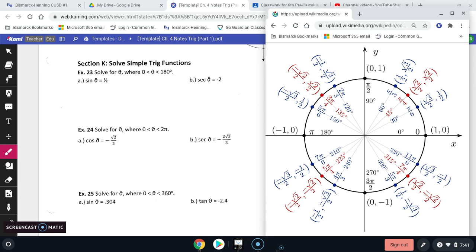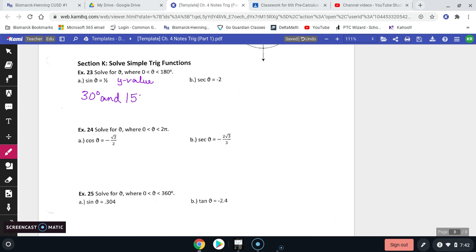Okay, so we want to know what angle measure is the sine 1/2. So sine is your y value of your coordinate. So look in quadrants 1 and 2, and you are looking for a y value of 1/2. Okay, so the first one I see is at 30 degrees. And you have a second angle in the second quadrant, and that's at 150 degrees.